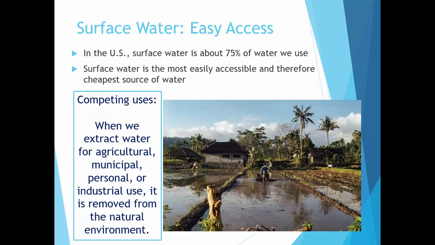So it's important to note though, when we do extract surface water for our own use, and that includes agricultural uses, municipal uses, personal uses, if you have a river going through your land, or industrial uses, once you remove it from the natural environment, then it's no longer accessible for the natural environment from which it came to be used.